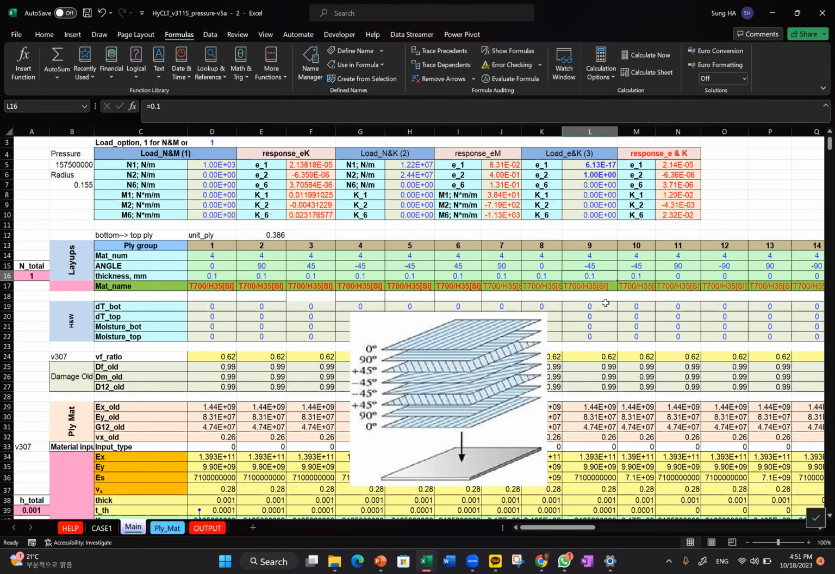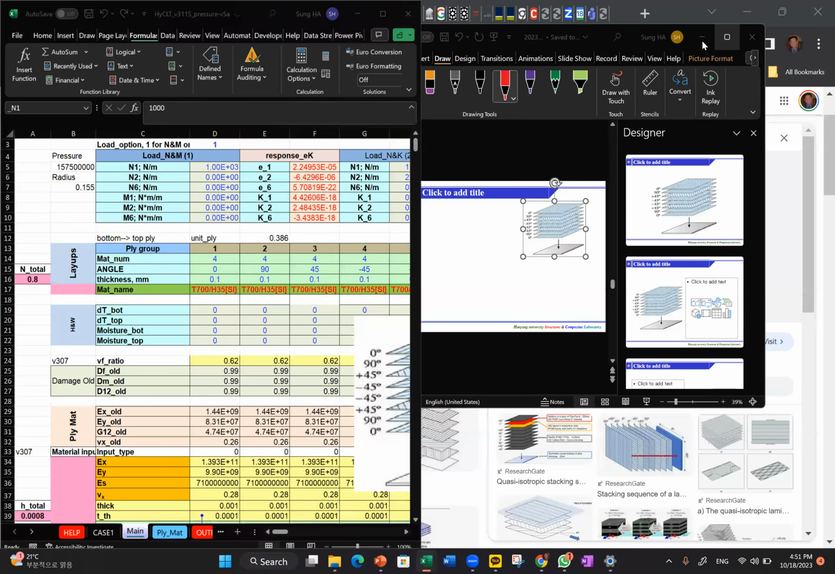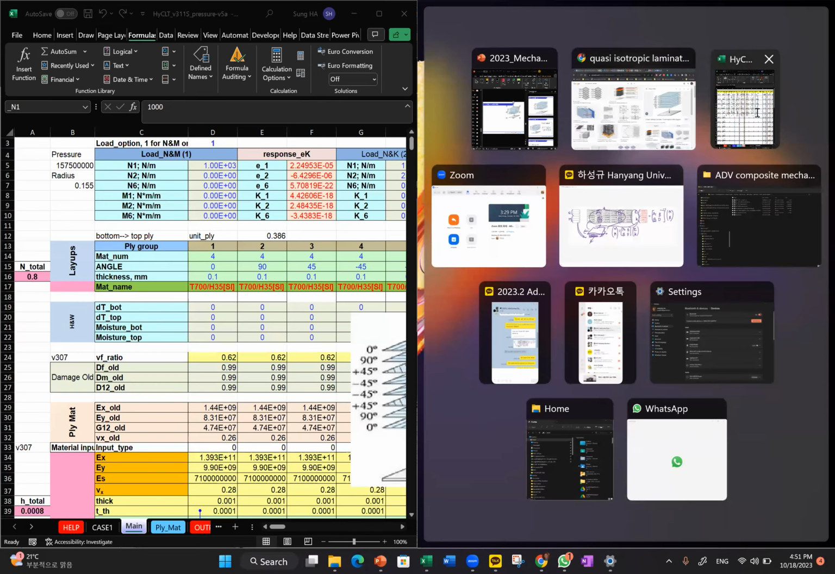So how do we neglect this one? We just enter 0 for the thickness, so we neglect all the others. Now this is symmetric, and we apply one in-plane load, and here we can see the curvature and strain. And now let's take a look at the graph.